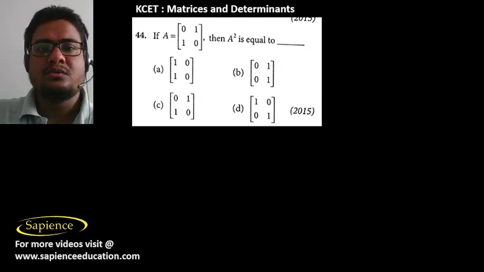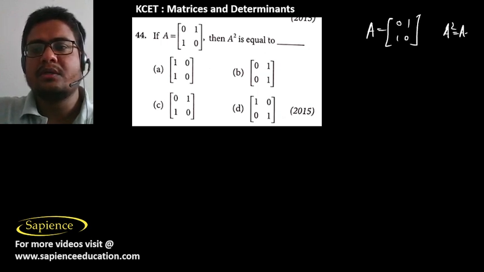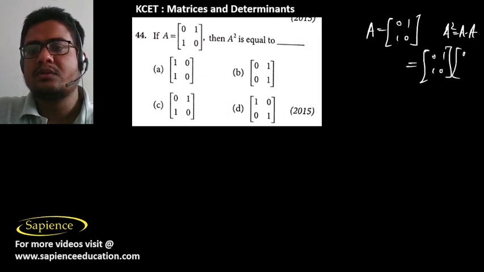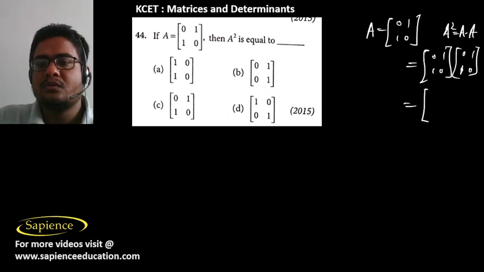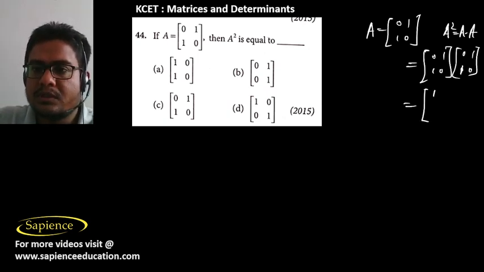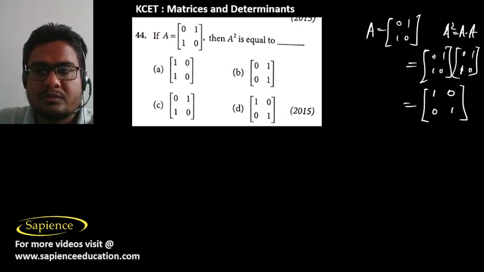Now question number 44, it is told if the matrix A is [0 1; 1 0], then A square is how much? So A square will be equal to A into A. We have to multiply first row with first column, the first row into second column 0, and then second row into first column 0. That gives the identity matrix I. So option D is the correct answer.